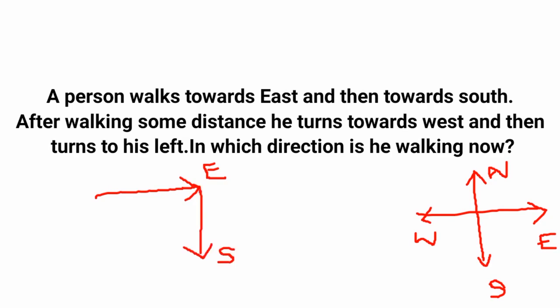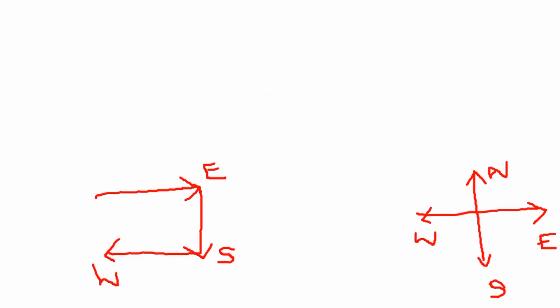After walking some distance, he turns towards west. Then he made a left turn. Left turn means he is moving in which direction? Anti-clockwise direction. So, in which direction will he be facing now? He will be facing in the southward direction. So we don't have any shortcuts to solve this question. You have to read the question carefully and try to answer it.